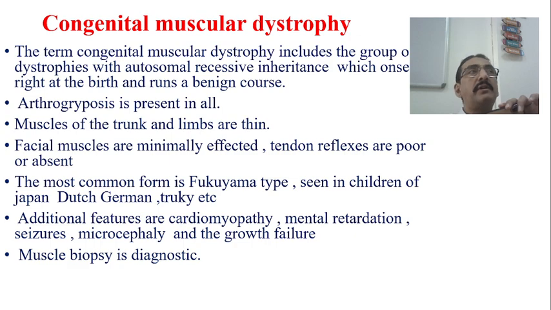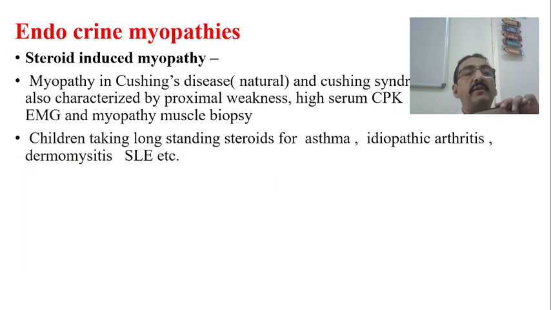Now, among the congenital muscular dystrophies, the most common form is the Fukuyama type, which is seen in children of Japan, Dutch, German, Turkey, etc. Additional features are cardiomyopathy, mental retardation, seizures, microcephaly, and also growth failure. Anyway, the muscle biopsy is diagnostic. So this is about the congenital myopathy.